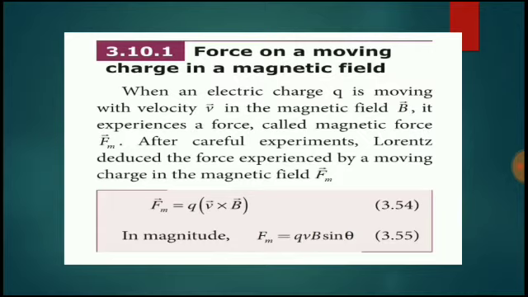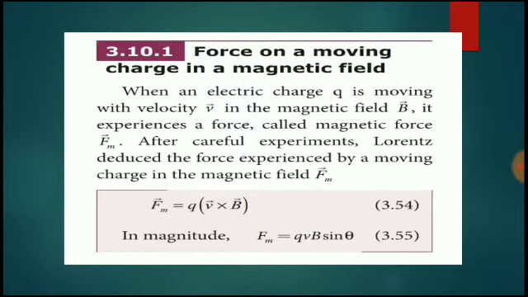Next topic is force on a moving charge in a uniform magnetic field. If the charge is moving in a magnetic field, it experiences a force. That force is the magnetic Lorentz force, right? When an electric charge Q is moving with velocity V in a magnetic field B, the force it experiences is called the magnetic Lorentz force.